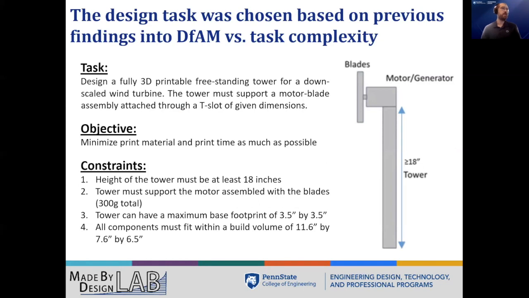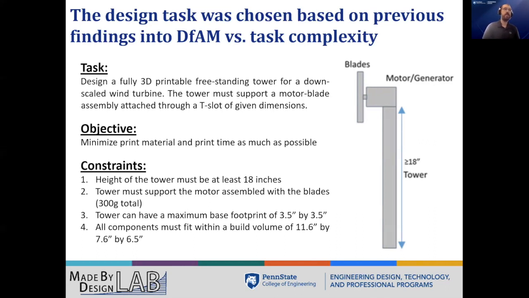So the task that we used for this is actually based on some previous work that we've done looking into task complexity as it promotes the use of design for additive manufacturing. So you can see the task here. Essentially, it's asking the students to design some sort of tower that can support this downscaled wind turbine at the top of it. So the tower has to be at least 18 inches tall.